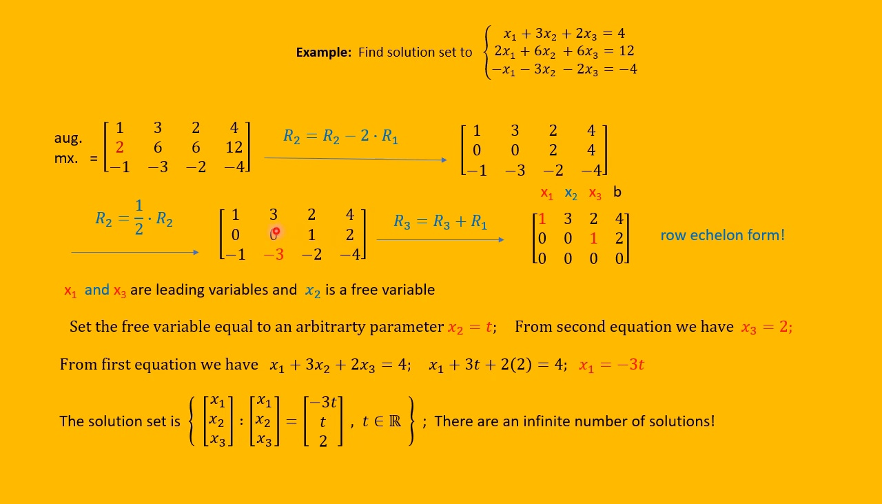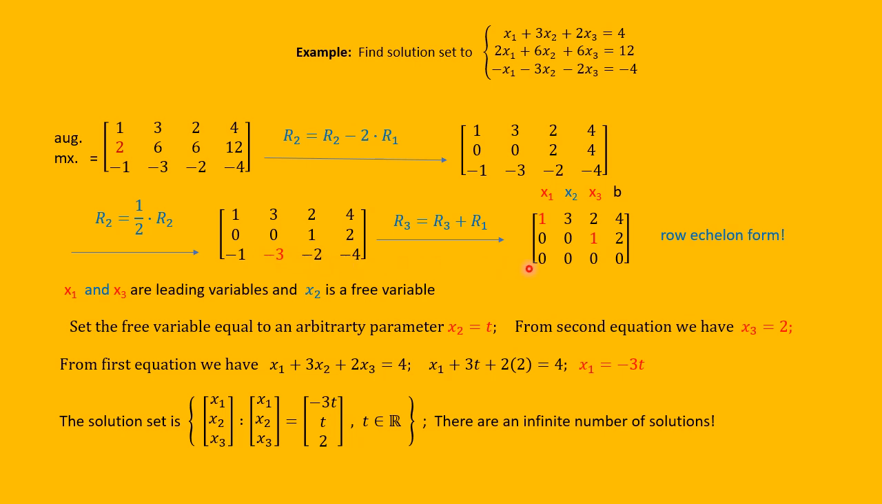Now, next thing we'll do, still using this 1 up here as a pivot element, we'll get a 0 right here. We'll use row 3 equals row 3 plus row 1, and that gives us the matrix with this first row unchanged, the second row unchanged.